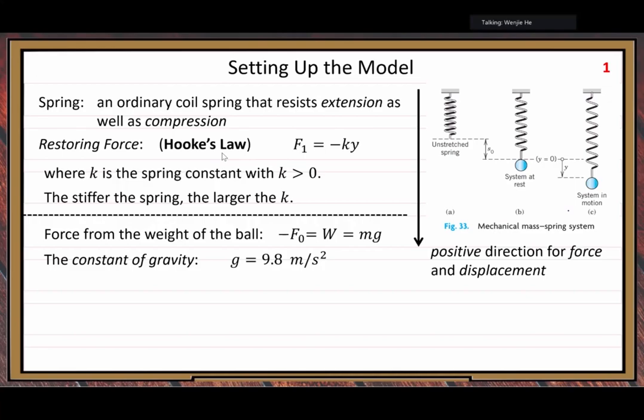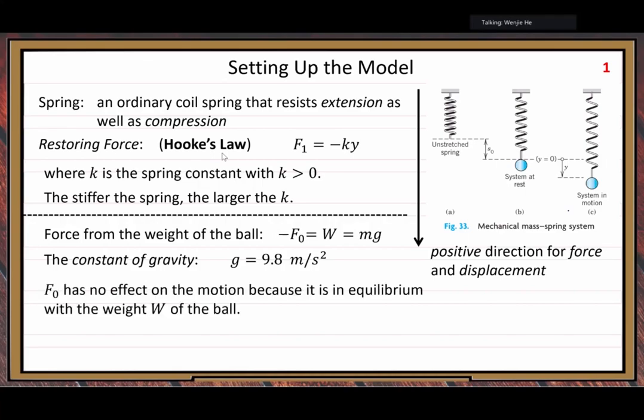Negative F0, the weight, in the weight direction. So F0 has no effect, although this force exists. If you study the whole system, the weight force always exists all the time.